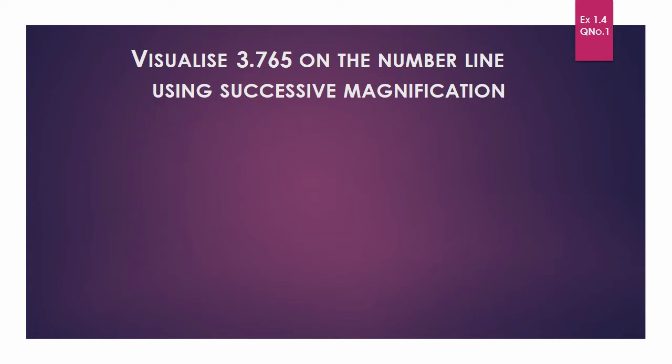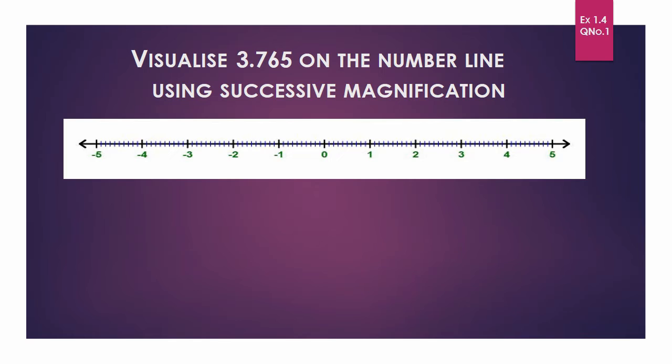Exercise 1.4 question number 1. Visualize 3.765 on the number line using successive magnification. So first we have to locate the range of the number. The number 3.765 lies between 3 and 4. Here first we will concentrate on 3.7 only. 3.7 lies between 3 and 4.